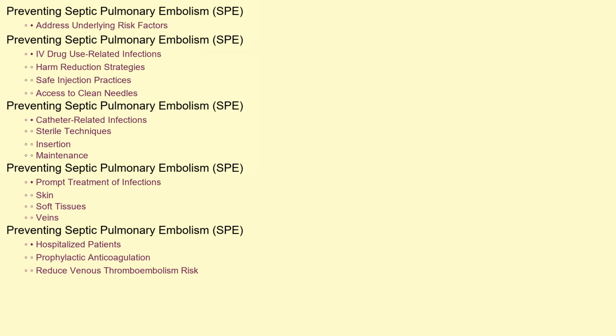Preventing septic pulmonary embolism involves addressing the underlying risk factors. For individuals at risk for intravenous drug use-related infections, harm reduction strategies, such as safe injection practices and access to clean needles, are crucial. Strict adherence to sterile techniques during insertion and maintenance of central venous catheters can help prevent catheter-related infections. Prompt treatment of infections, particularly those involving the skin, soft tissues, or veins, can prevent the development of septic thrombophlebitis. For hospitalized patients, prophylactic anticoagulation may be considered in certain situations to reduce the risk of venous thromboembolism.